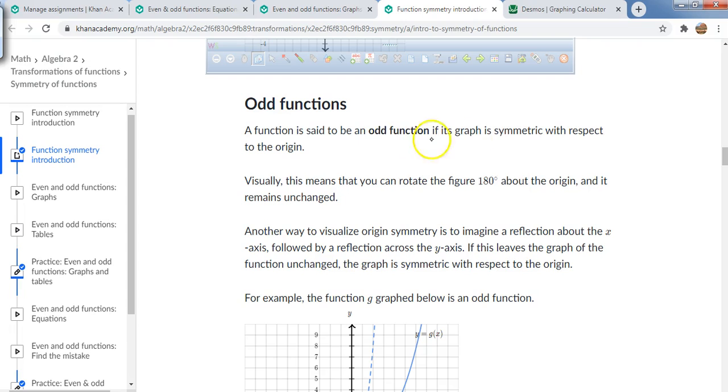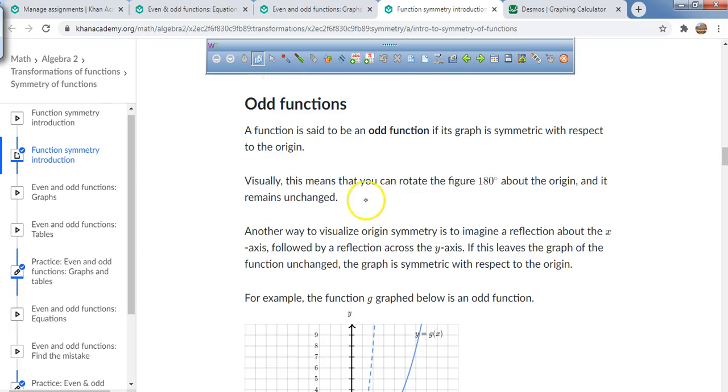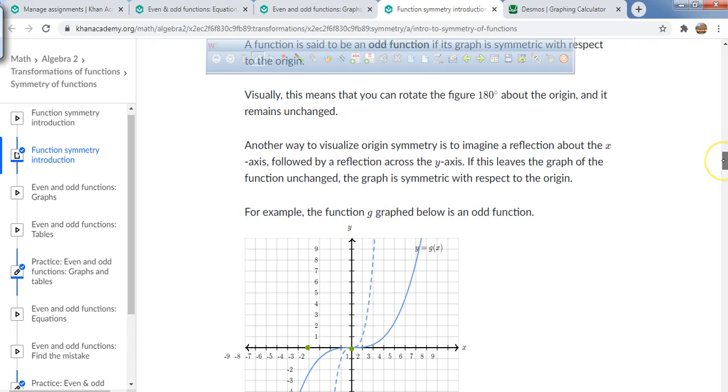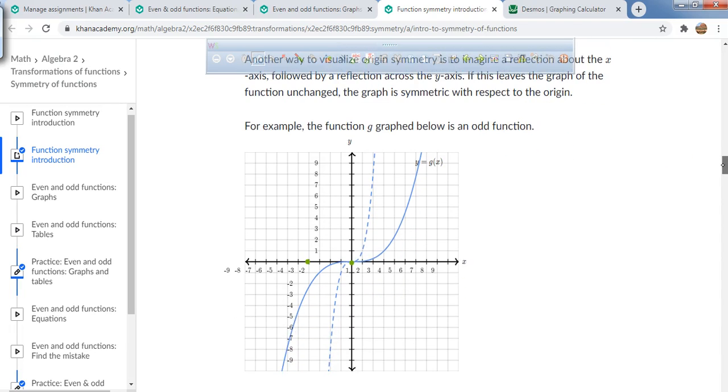Now odd functions are a little bit different, a little odd. So odd functions are said to be symmetric with respect to the origin. Sometimes you'll see this little acronym, WRT, with respect to the origin. Visually, this means that you can rotate the figure 180 degrees about the origin, and it remains unchanged. All right, so what does it mean to be reflected across or with respect to the origin? No matter what it looks like, there is a certain pattern of x values and y values.